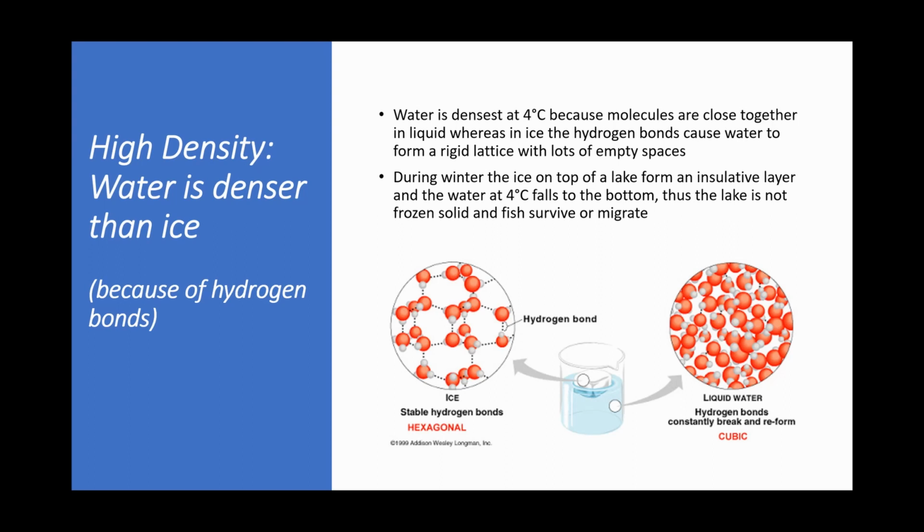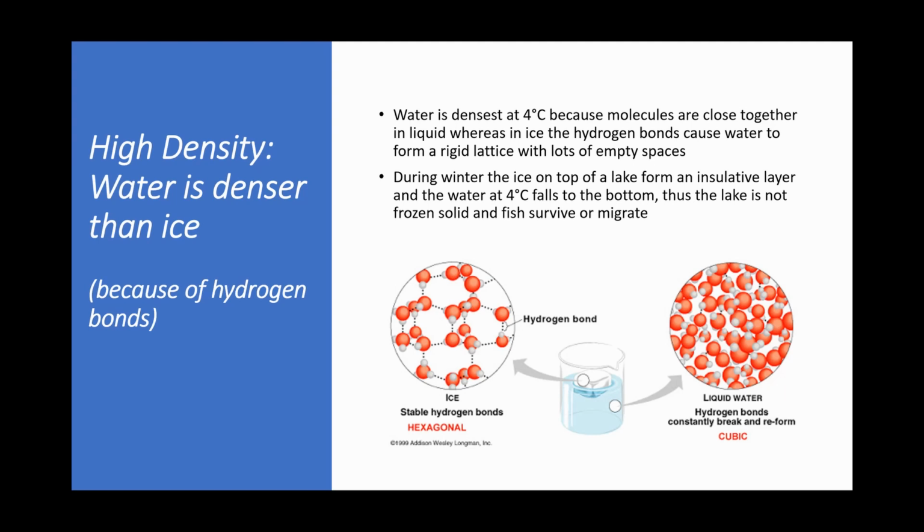Because it has this lattice with this fixed shape, there are lots of empty spaces in between the molecules. Whereas when you look at water in the circle on the right-hand side, the water has hydrogen bonds that are constantly forming and breaking and interacting. You have water molecules that are sliding over each other, getting up real close. So because it does not form a lattice like ice, and the molecules are allowed to get so much closer together, liquid water is actually denser than ice, and that is why ice floats.